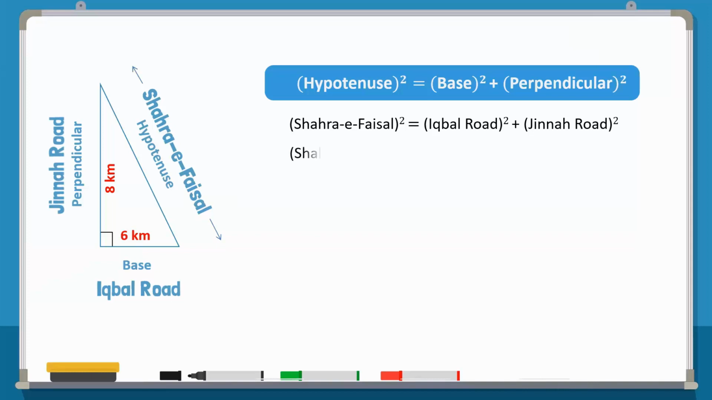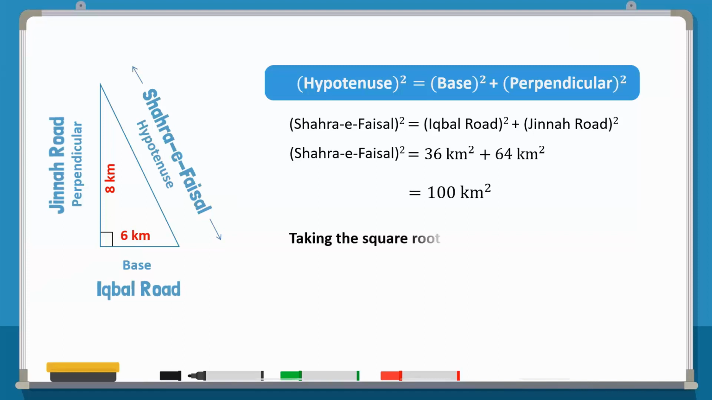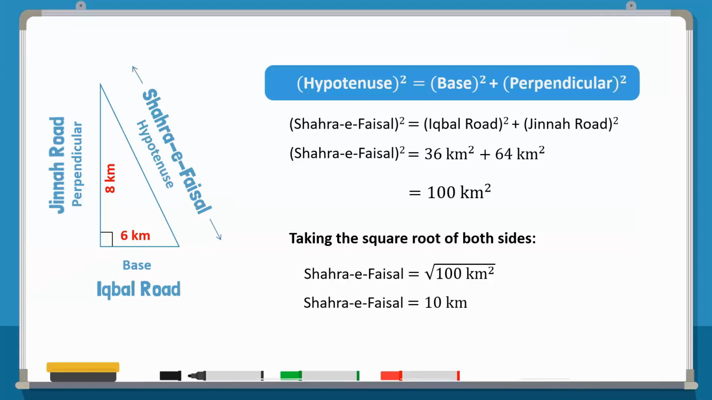This means that the square of the distance of Share Faisal is equal to 6 kilometers squared plus 8 kilometers squared. This is equal to 36 square kilometers plus 64 square kilometers, which is equal to 100 square kilometers. To find the length of Share Faisal, we take the square root of both sides of this equation. The square root of 100 is 10. Hence, the length of Share Faisal is 10 kilometers.